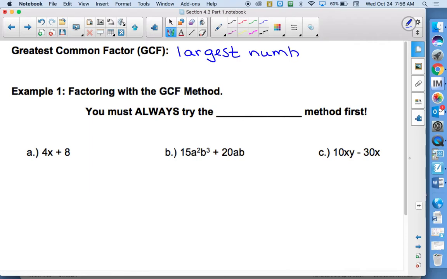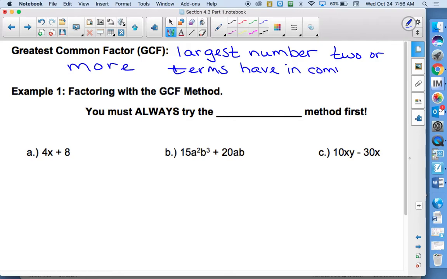So she said you're looking at a number that will divide evenly into 2 values, 3 values. So we'll say the largest number 2 or more terms have in common. And of course it can be a number, but it also can be a variable. But they have to divide in evenly. So for them to have it in common, it has to go into those numbers evenly.